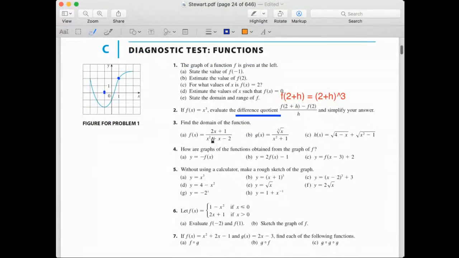Okay, find the domain of the functions. We have to factor this denominator. Let's see how do we factor this one. I'm only going to factor the denominator.